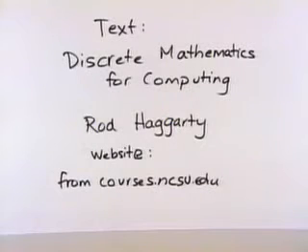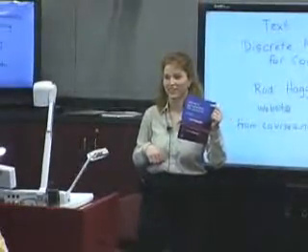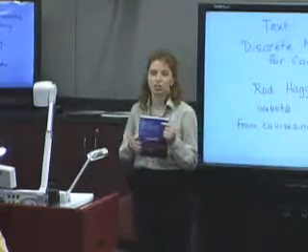So your textbook is Discrete Mathematics for Computing by Rod Haggerty. They should have this at the bookstore. Also, you can get this used. I checked online. You can get it at bestbookbuys.com. Some teachers have already been using this book, and you can get it used, I think, for about $33. I believe at the bookstore it's about $50 new.